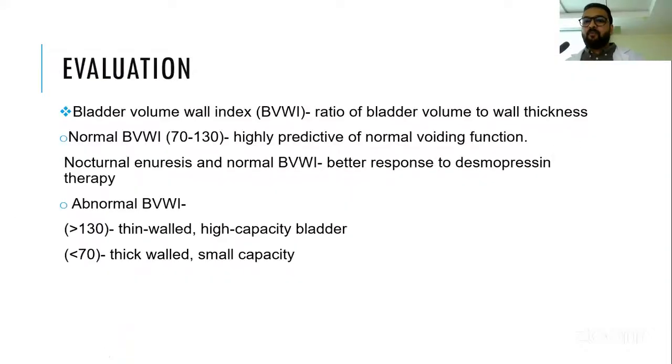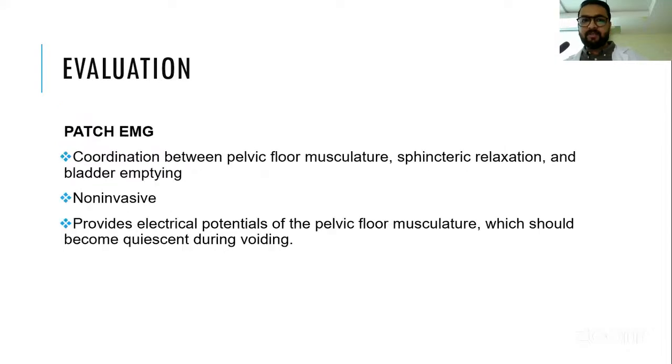Then bladder volume wall index, it is the ratio of bladder volume to the wall thickness, normally 70 to 130. It is highly predictive of the normal bladder function. And if there is nocturnal enuresis and normal index, there is better response to desmopressin therapy. Abnormal is if it is more than 130, that means the bladder is thin and high capacity. If it is less than 70, it means the bladder is thick and small capacity.